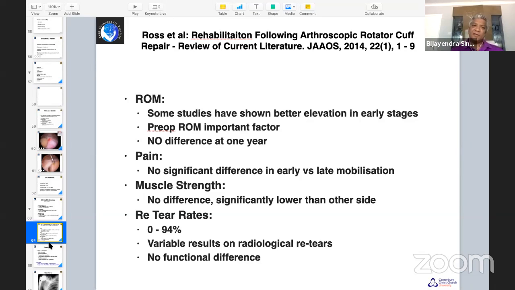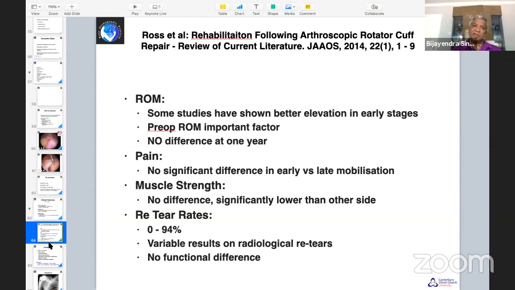How does it affect the eventual outcomes? So this study looked at 4 different aspects of early versus delayed rehabilitation. What they found was that a lot of studies show that range of movement is better if you get mobilization sooner, especially the elevation is better in early stages. And again, like with lots of range of movement things in orthopedics, pre-op range of movement is shown to be the most important factor to regain the movements.